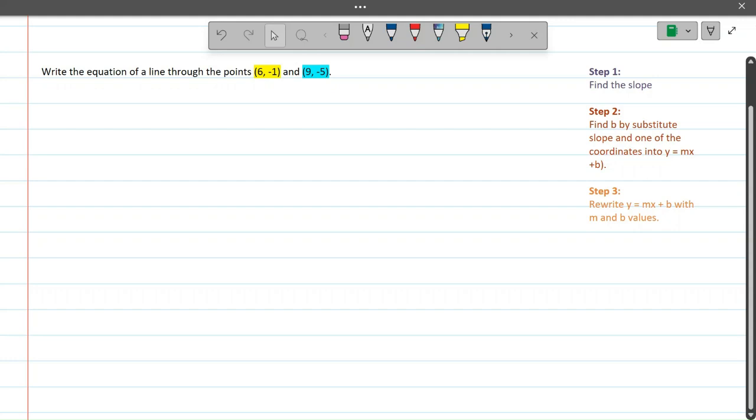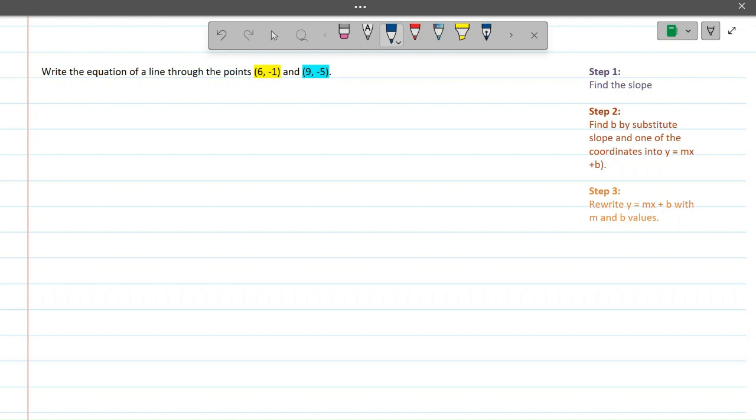It's your friendly math tutor, Miss C, here to write the equation of a line in slope-intercept form through the points (6, -1) and (9, -5). So we are going to start by first finding the slope. Our second step will be finding b by substituting in the slope and a coordinate. And then we're going to rewrite our final equation in y = mx + b form with the m value and the b value that we found substituted.